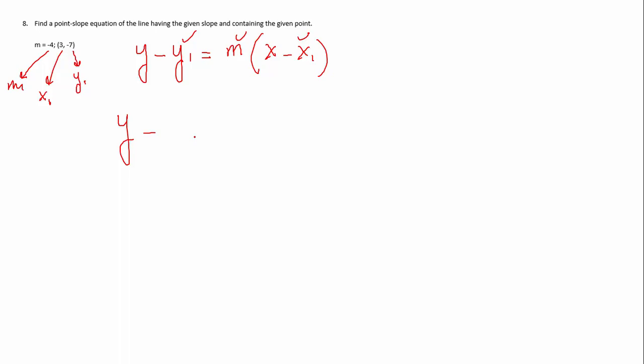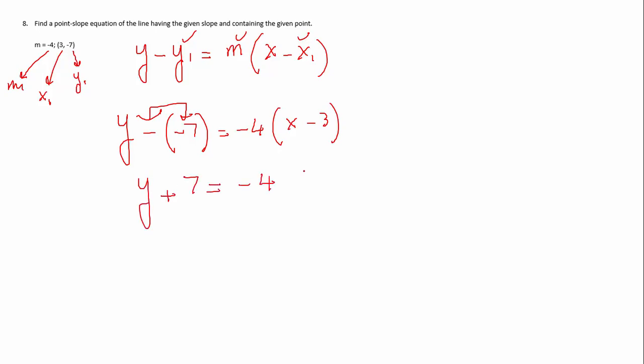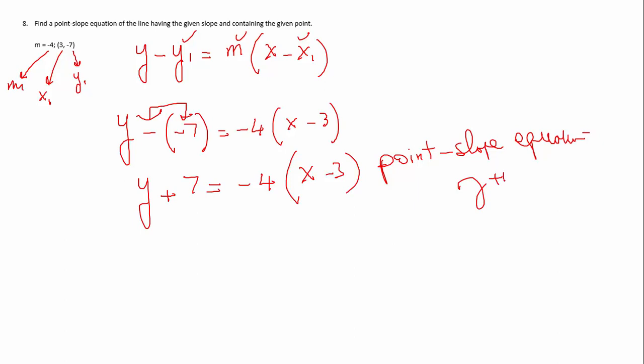y minus, what is y1? Negative 7 equals m, negative 4, times x minus x1, which is 3. So you can finish this problem like this, or you can simplify. Minus minus is a plus, so we can write this equation as y plus 7 equals negative 4 times x minus 3. And this is called the point slope equation of the line. Notice that the point is (3, negative 7), and the slope is negative 4.